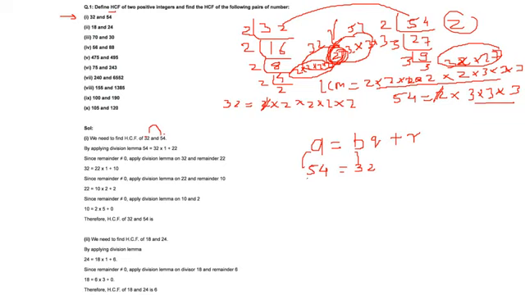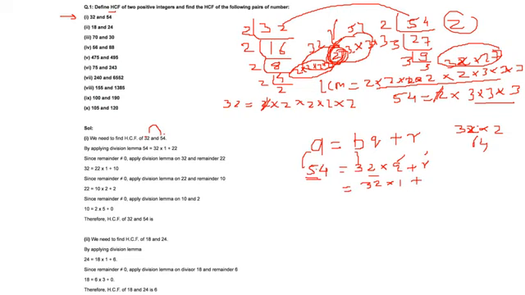So how can we represent 54 as 32 into something plus some remainder? This is quotient, this is remainder. Now 32 into 2 will be 64, so it goes above 54. So we cannot have 2 here. If I put Q equal to 1, it will be 32 into 1, that is 32. But still we have to complete 54. So how do we get this remainder?